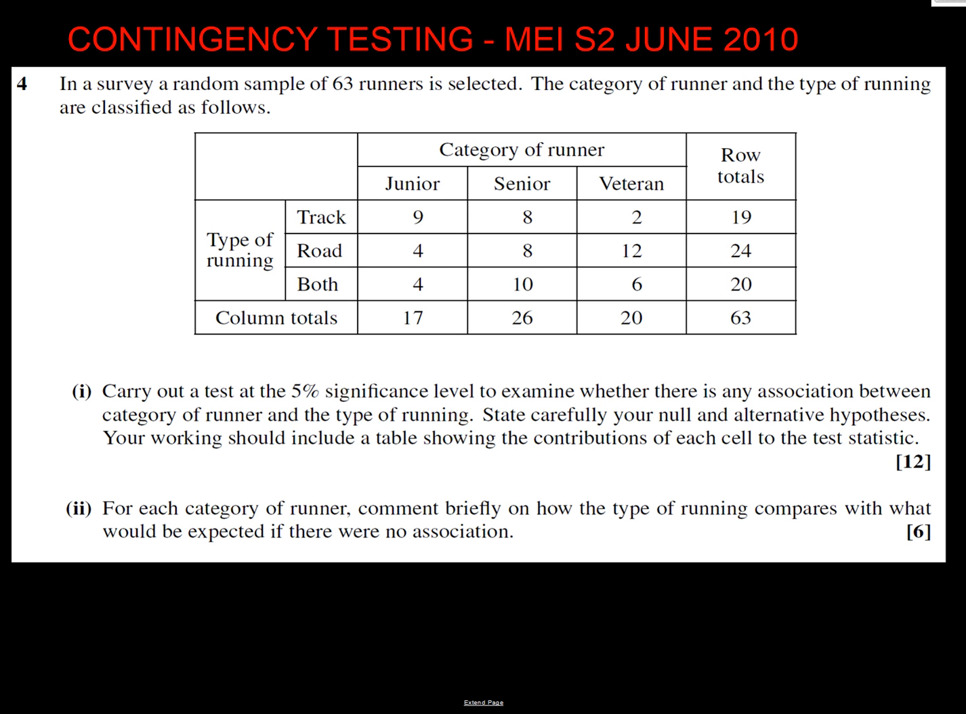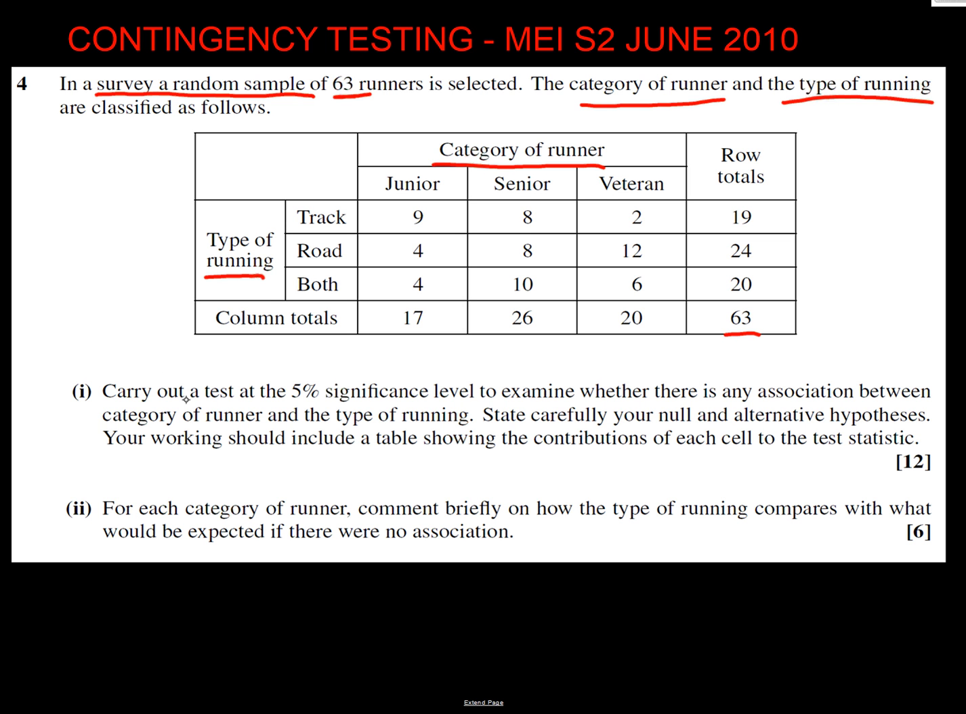Hello. Here's a quick demonstration of contingency testing in MEI S2, and I'm going to use June 2010 question 4 as an example. So what's the first thing we do? Read the question. In a survey, a random sample of 63 runners is selected. The category of runner and the type of runner are classified as follows. So we've got our category here, junior, senior and veteran, and our type of runner, track, road and both. And there's our 63 runners all split up.